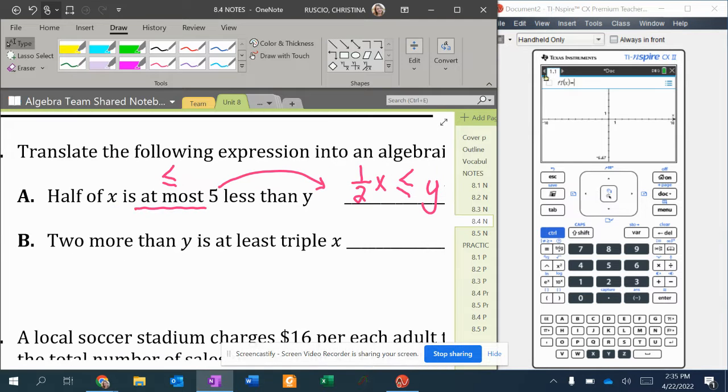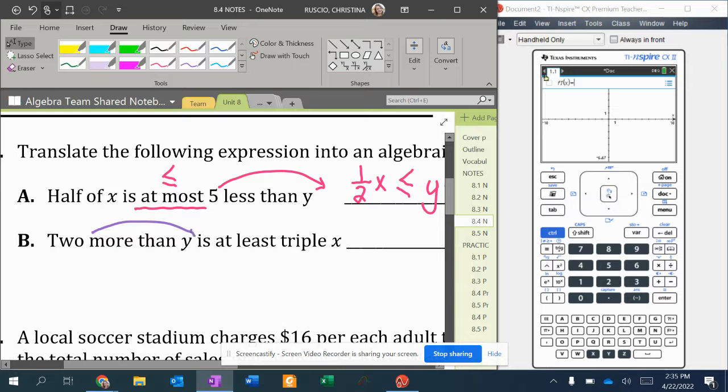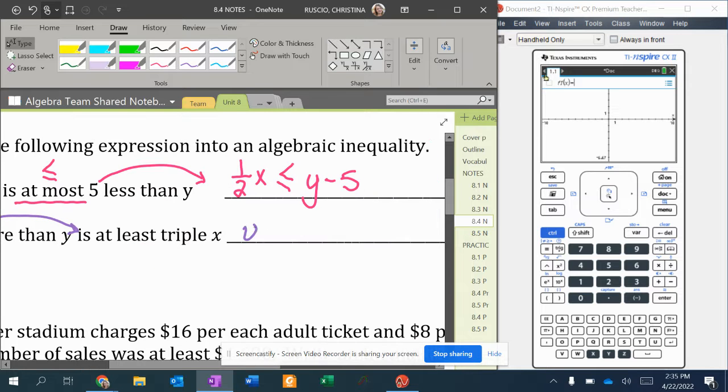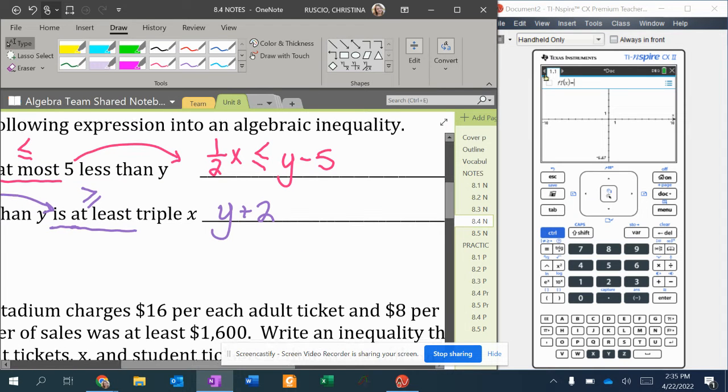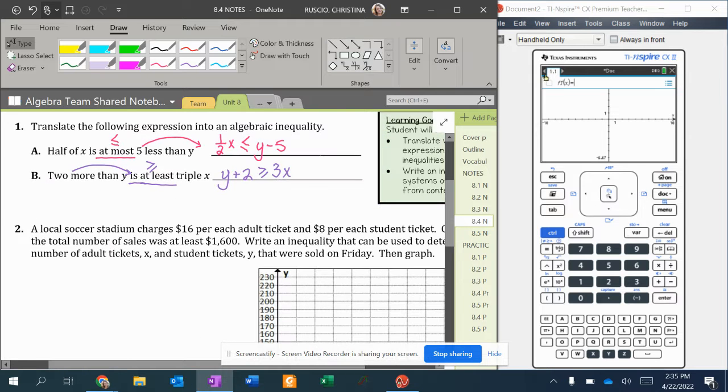All right, B, 2 more than y. Okay, again, 2 more than y means we're starting with y, but we're adding 2. And this says is at least. So that means we can actually have more than or equal to something. Greater than or equal to 3x. That was a nice review. You can go back to, I think it was the first day of notes, where we talked about all of these different types of inequality keywords.